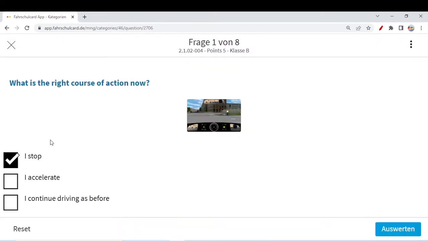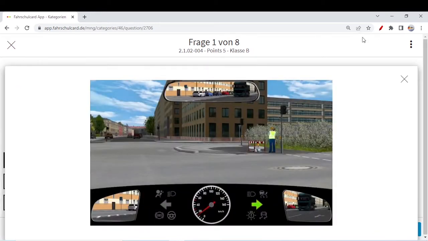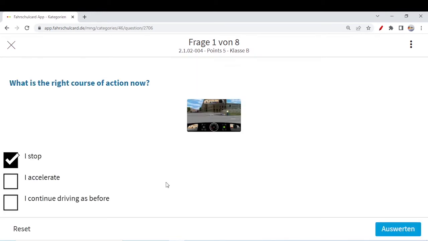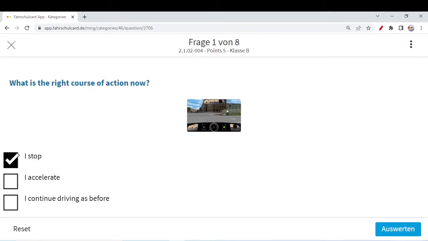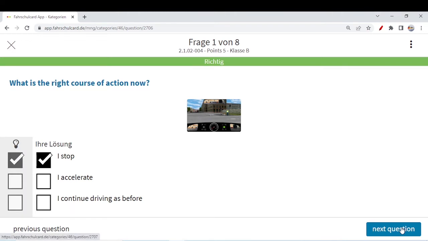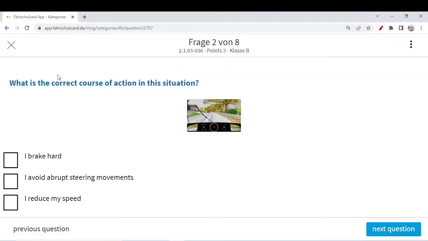You simply stop. Accelerate, no, otherwise you can hit the pedestrian. I continue driving as before, no, you have to stop and wait. When the pedestrian has left the road, then you can carry on your journey. So only the first option is correct. Next question: what is the correct course of action in this situation?